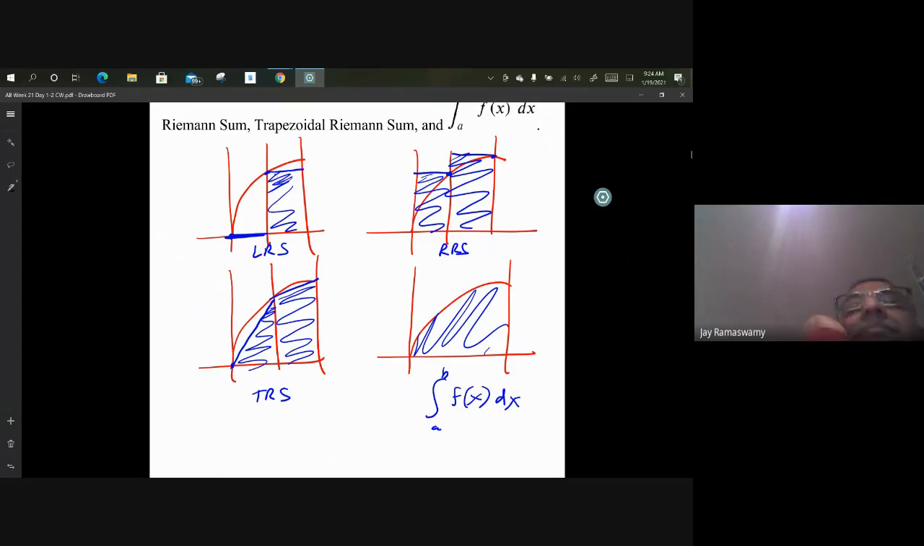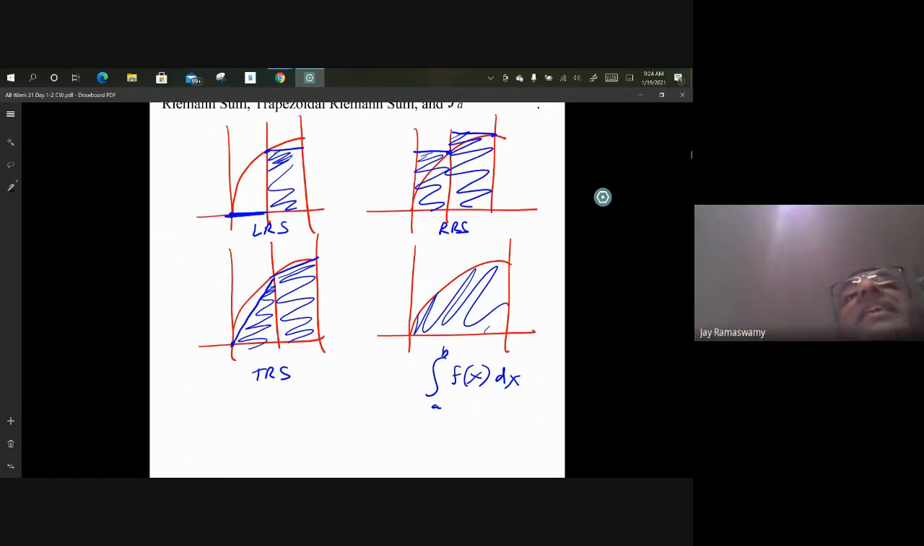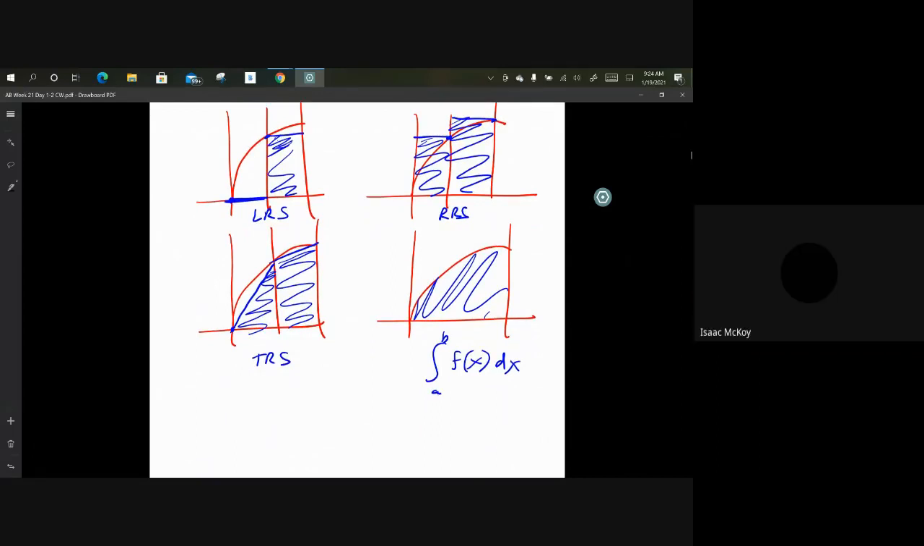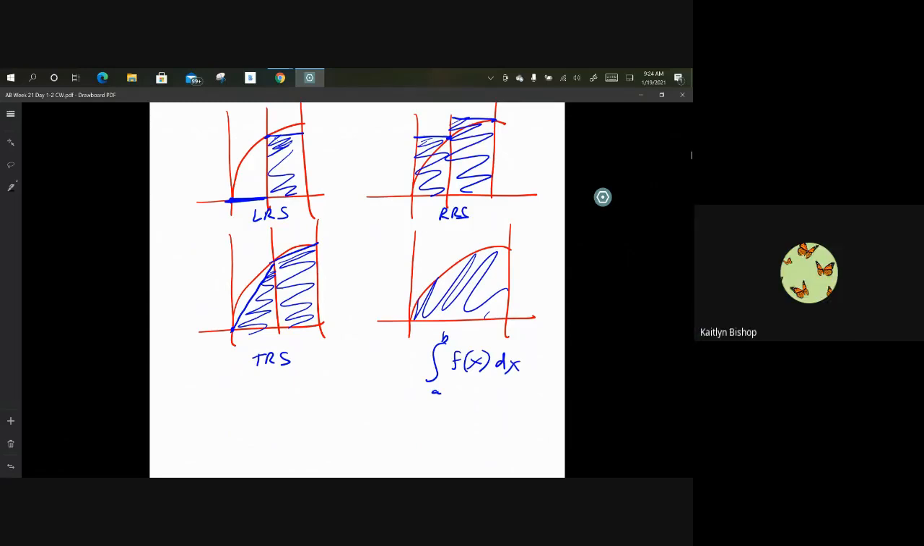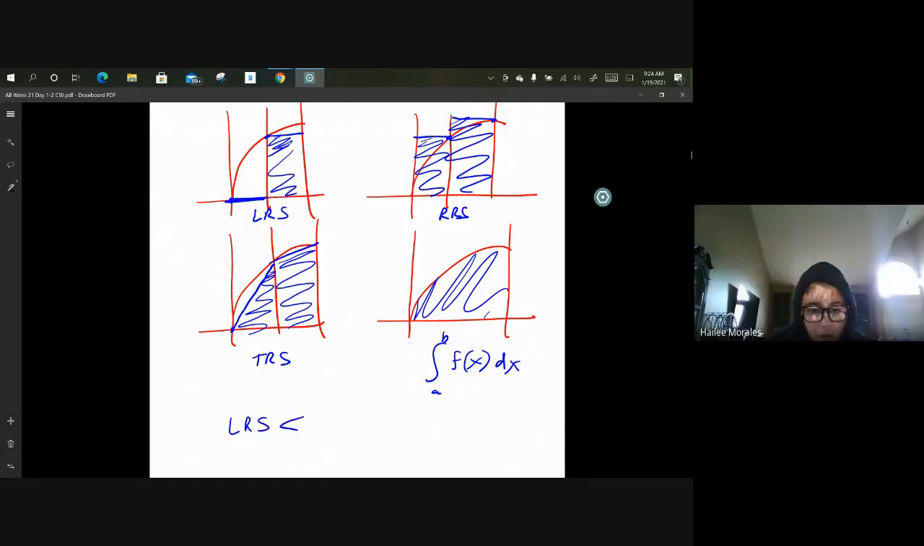Good. Okay. Guys, it says arrange these areas in increasing order. So as a tip, first do all the underestimates, then do the overestimates. Which is the clear and the worst, the real small underestimate? Left Riemann sum. That rectangle area is the smallest. So left Riemann sum is the smallest. Is there another underestimate? The trapezoid. Trapezoid is below.